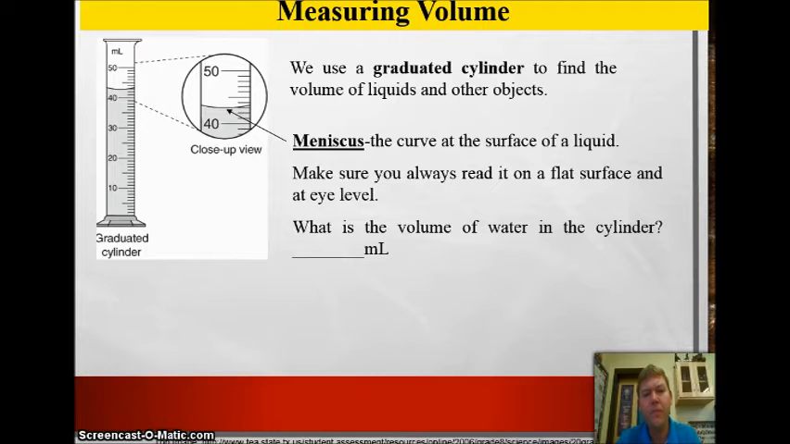So what do you think the volume of that water is in the cylinder right now? Well, starting here, there's 40, 41, 42, 43. If you said 43, you are correct, 43 milliliters.